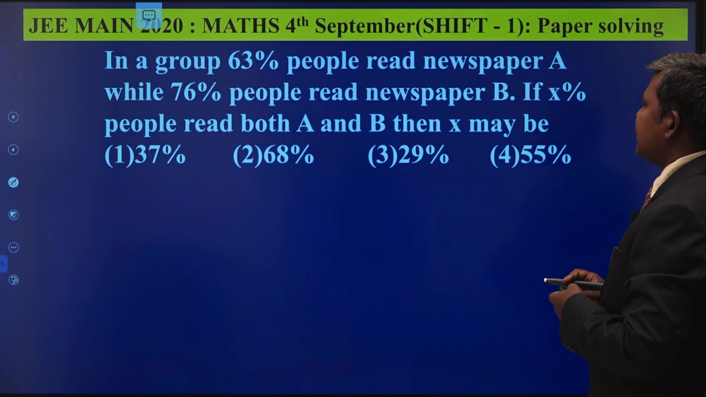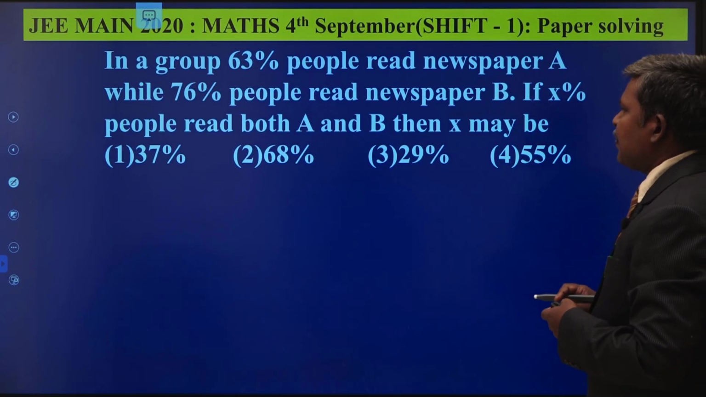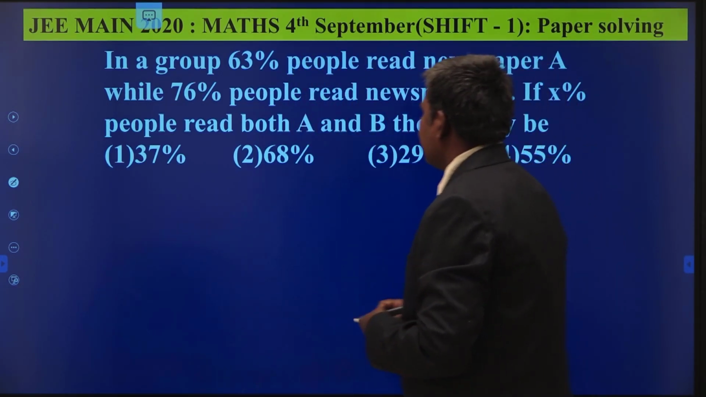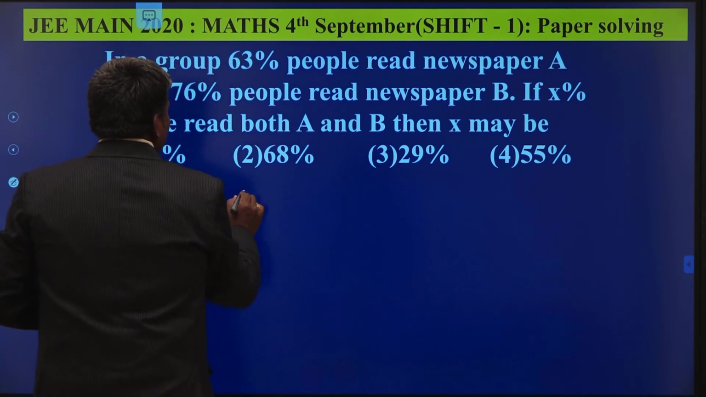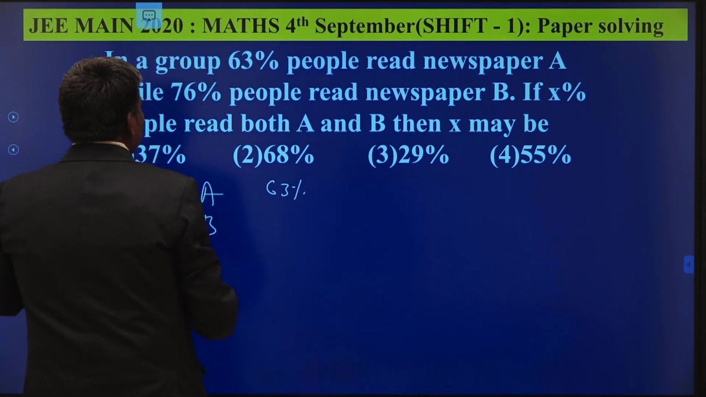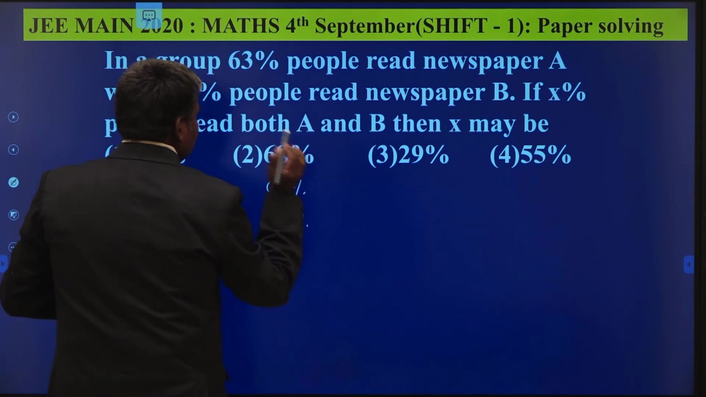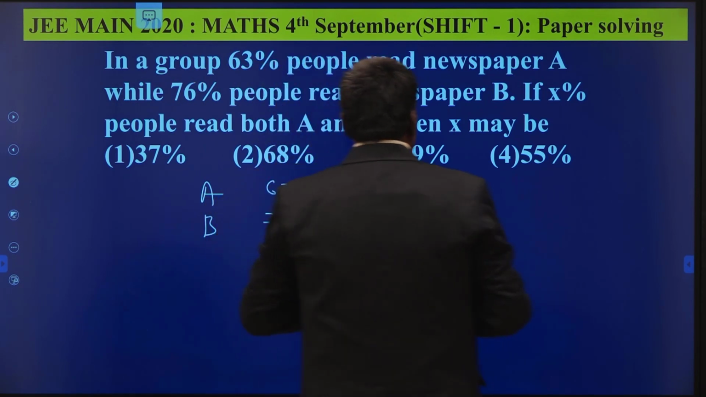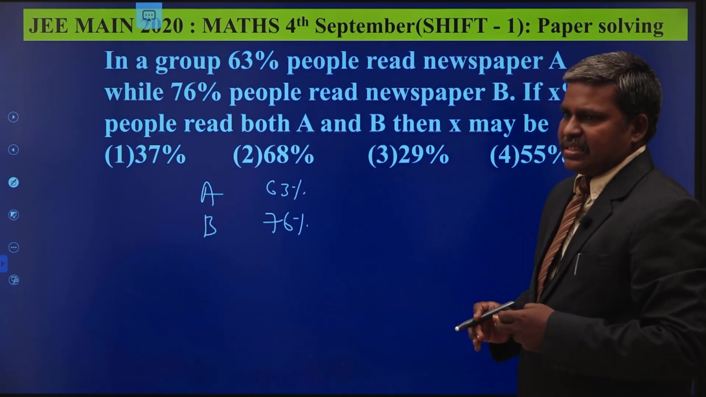In a group of 63% people read newspaper A while 76% people read newspaper B. So newspaper A is read by the 63%. Newspaper B is read by the persons 76%. If X% of the people read both A and B, then the X may be what they are asking.